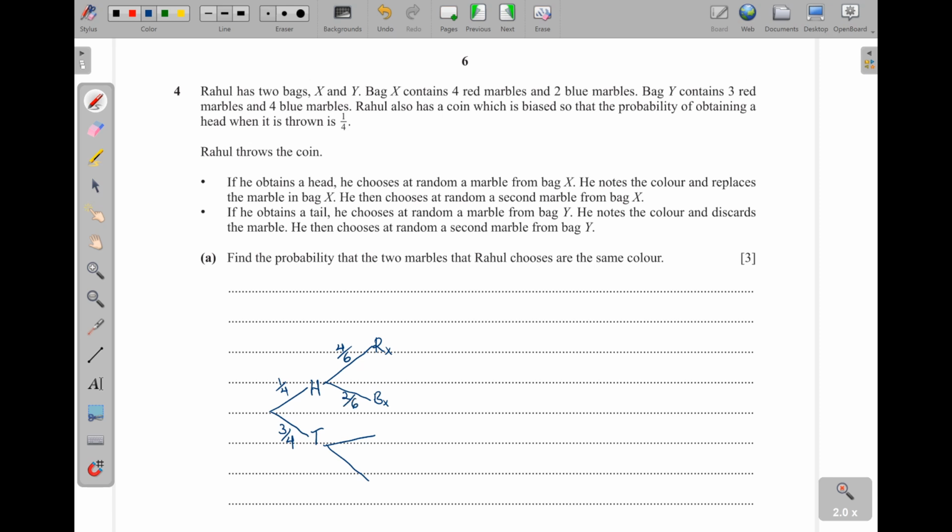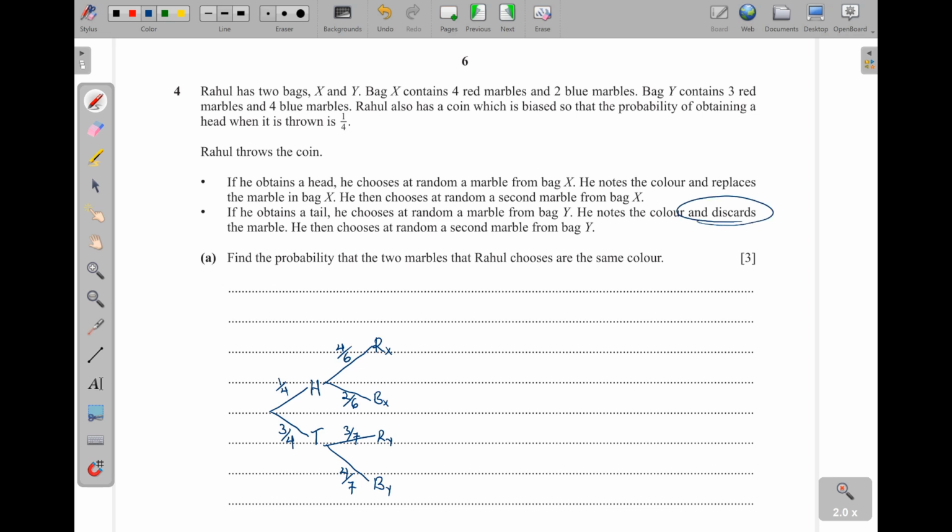And then if this person obtains a tail, he chooses a marble from bag Y. And bag Y has 3 red marbles and 4 blue marbles. So in total, those are 7. So that means you can get a red or a blue from Y. The red, they are 3 out of 7. This one will then be 4 out of 7.